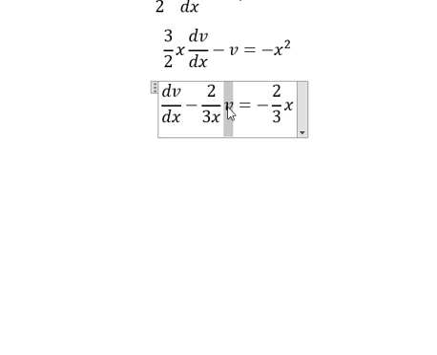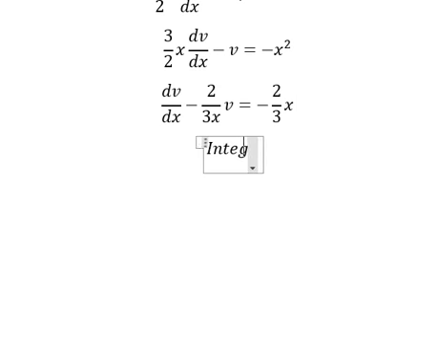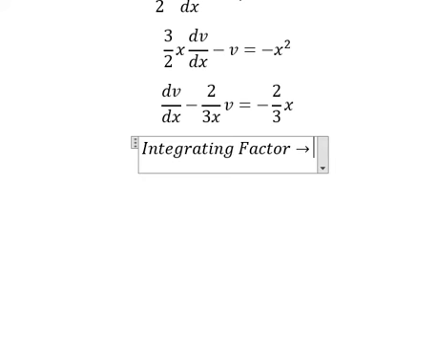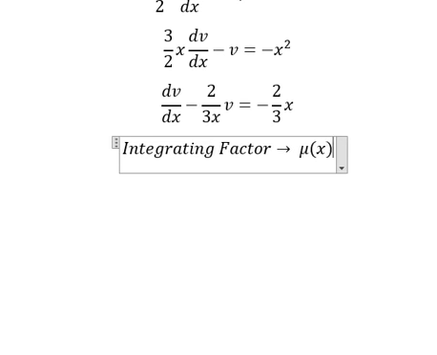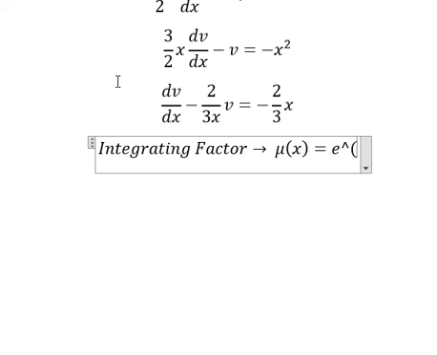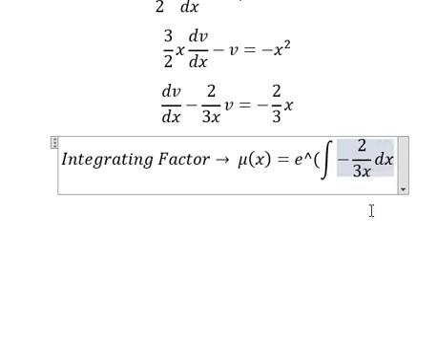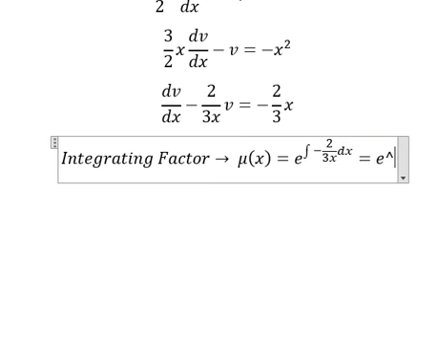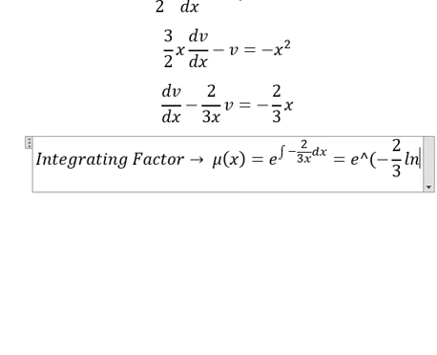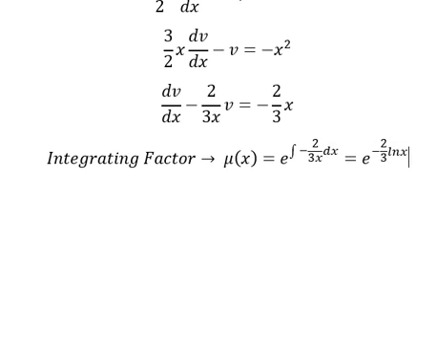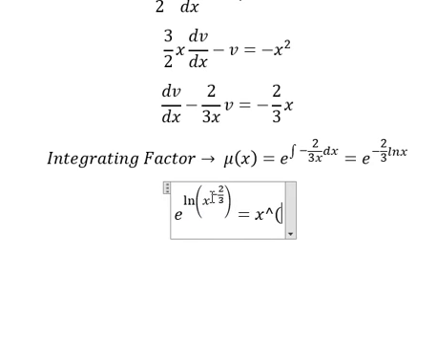Now we have the original function and the first derivative of the function. We can use an integrating factor. So we get mu of x, which equals e to the power of the integration of negative 2 over 3x. And this gives e to the power of negative 2 over 3 ln of x. We can put negative 2 over 3 inside the natural log, and you get x to the power of negative 2 over 3.